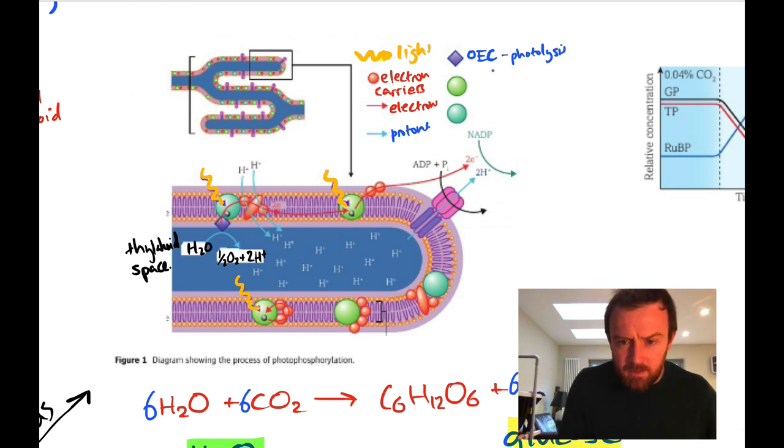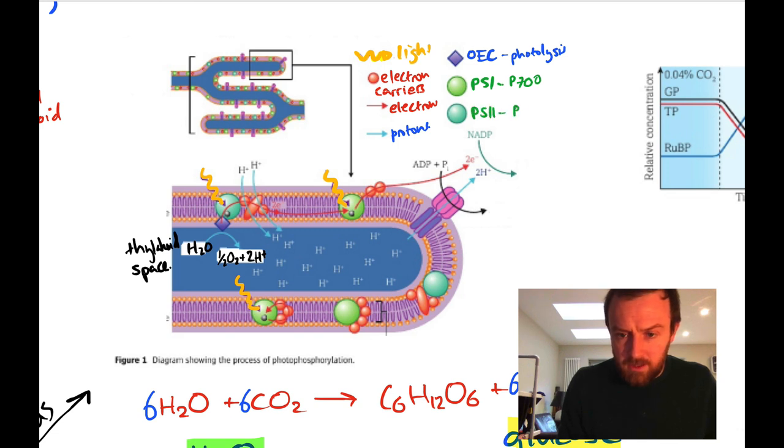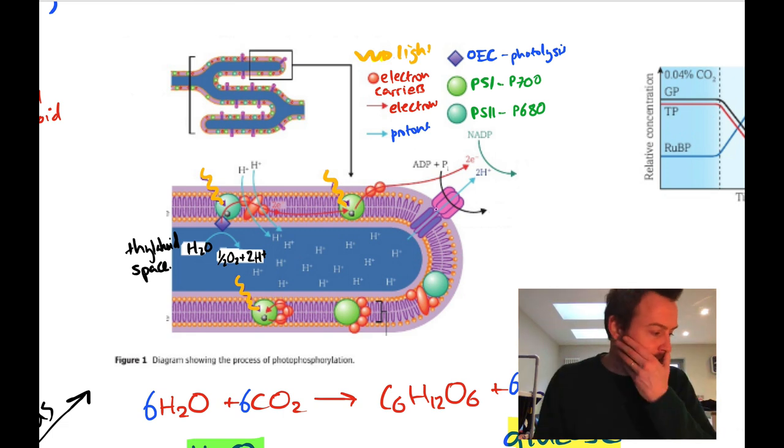Light green is PS1, which is P700, my bad, P700. And dark green is PS2, P680. Okay, let's label the rest of this here.